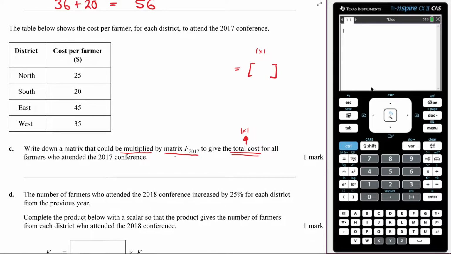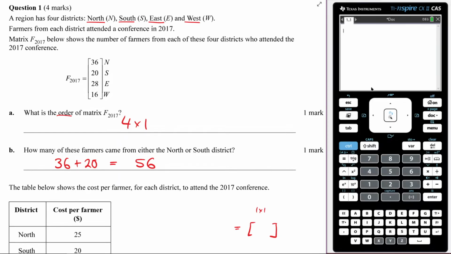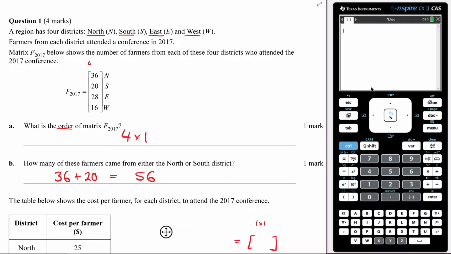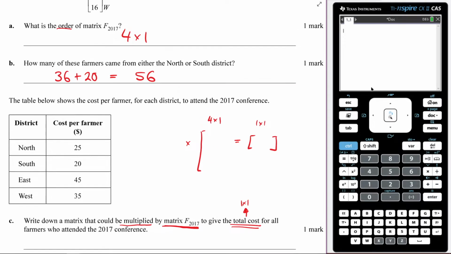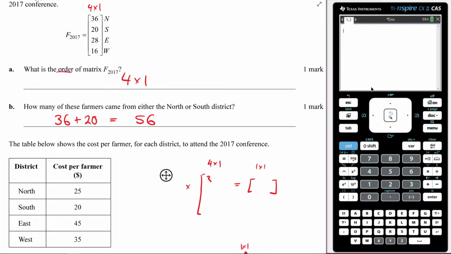Now, I need to multiply F 2017. This is where you have to think about the order. So the order here is going to be important. If we come up here, we know that F 2017 is a 4-by-1 matrix. That means that if this is where I'm multiplying, it needs to be on this side, 4-by-1. You wouldn't have to write this out in the exam, but I'm taking it a bit slower so you can really get an understanding of what's going on. Of course, in the exam, you'd need to work faster than this, but this video is about helping you understand.